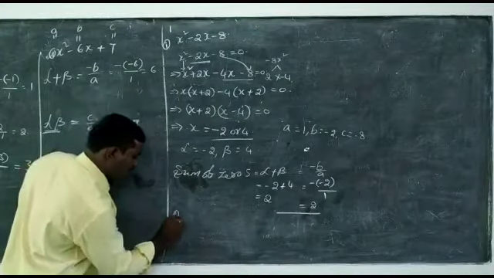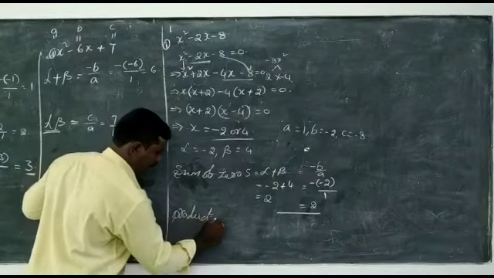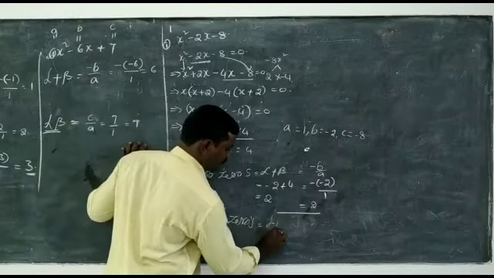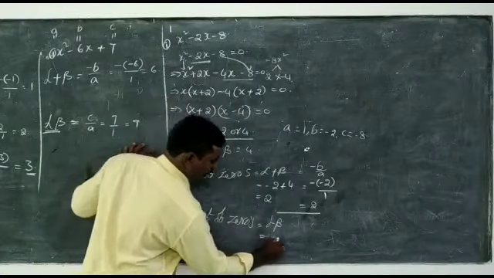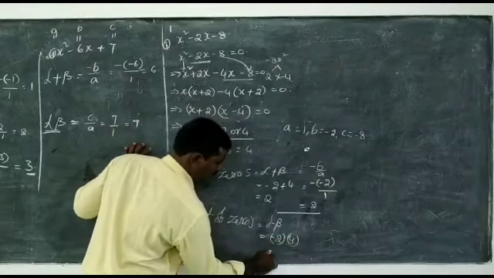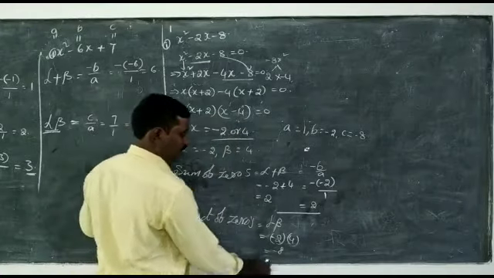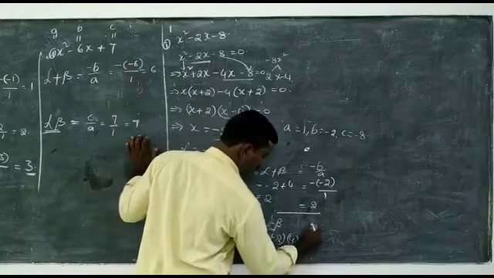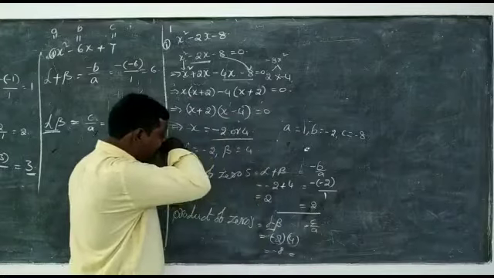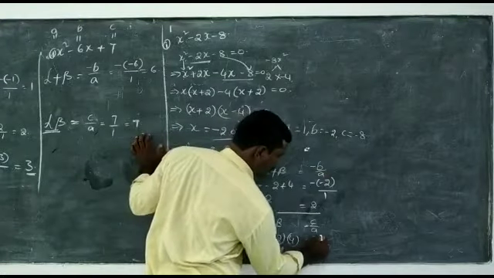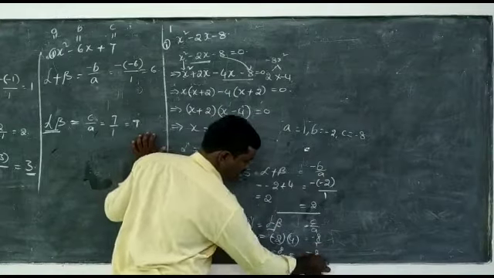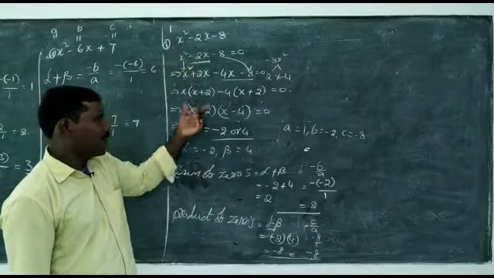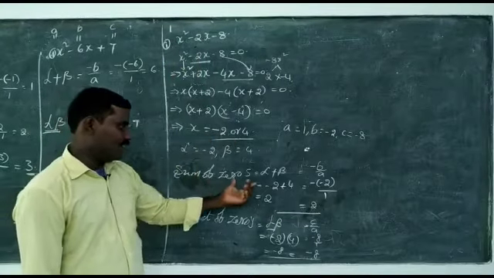Now we are going to the product of zeros. Alpha beta. What is alpha? Minus 2 into 4, 2 fours are minus 8. See here, what is the alpha beta formula? C by A. Observe here, what is C? Minus 8 by A, 1. That means minus 8. Both are equal. That means verified. From this polynomial, we are finding the zeros alpha, beta, and we are verifying like this.